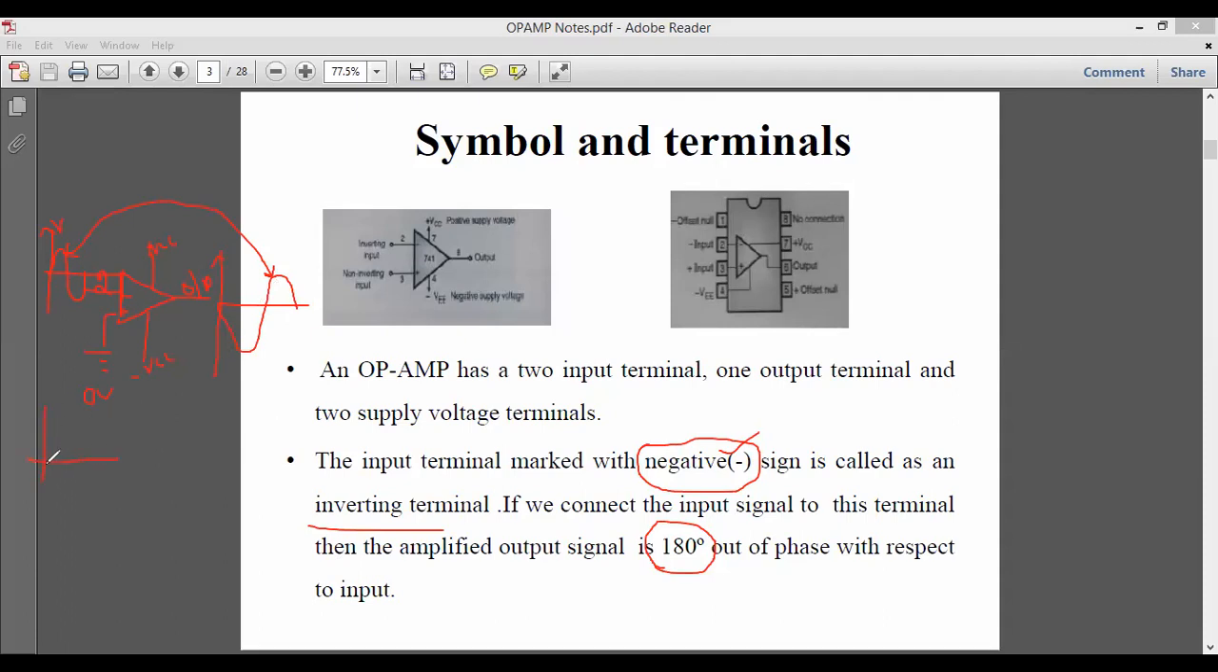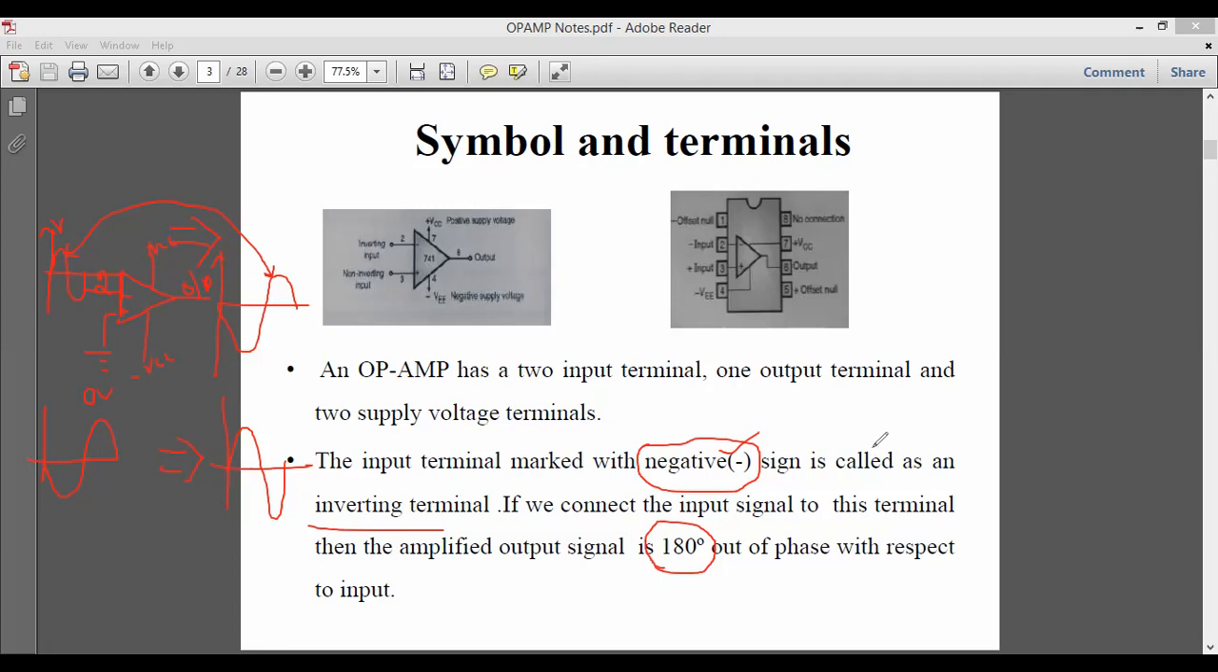Similarly, if you give an input signal like this, then the output of the amplifier will be like this. So this is 180-degree out of phase for this applied signal, and this is 180-degree out of phase for this applied signal. So this is how the operational amplifier works with respect to the inverting input terminal of the op-amp. When it comes to the non-inverting terminal, what happens is it is completely the same.